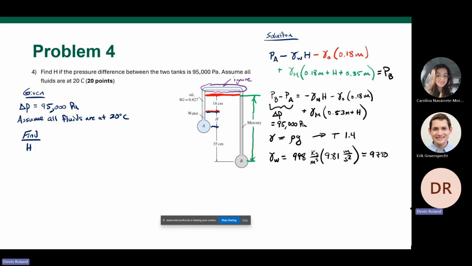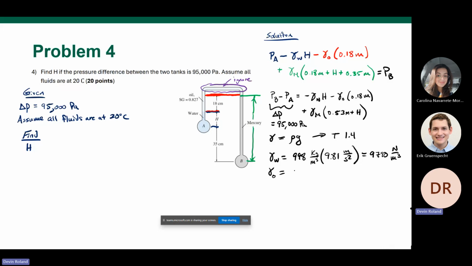Okay. And the units there would be Newton per meter cubed. Then we can do the one for oil. Now it doesn't say what type of oil, it just says oil, but it does give a specific gravity. So what we can do is multiply the specific weight of the water by that specific gravity of oil, and that'll give us the specific weight of oil.